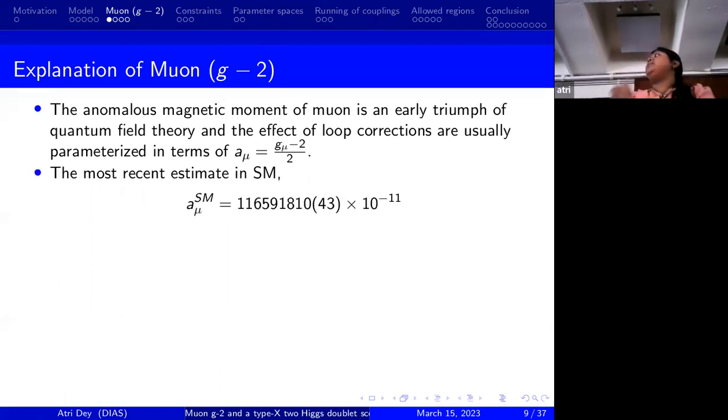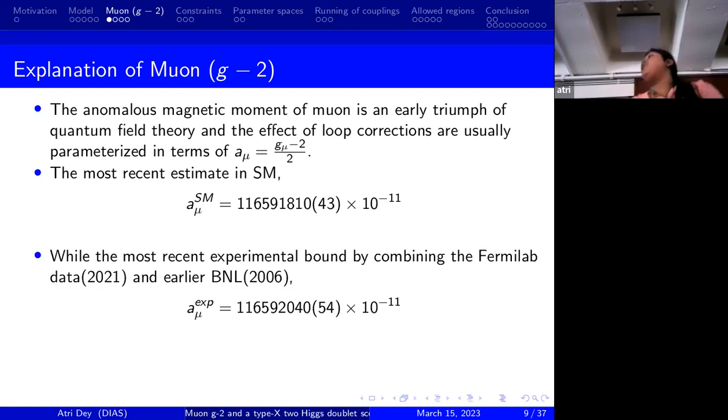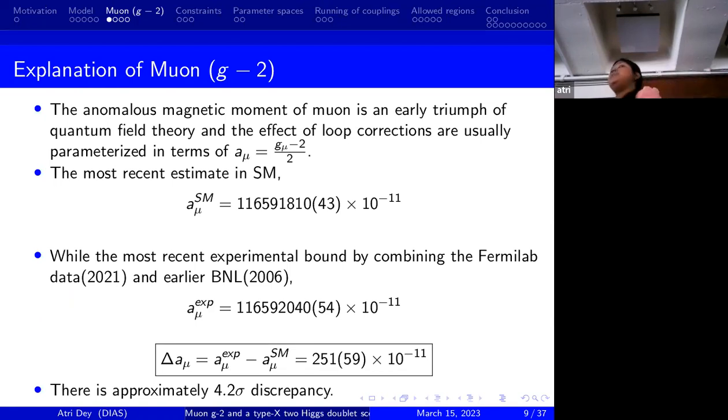The most recent estimate in the standard model is this value, where the number inside the bracket is the 1 sigma theoretical uncertainty. And also the most recent experimental bound, which is coming from the Fermilab data, is the mean value plus or minus 43, 1 sigma. If we combine the Fermilab and BNL data, then our recent experimental data tells us a_μ should be this. So there is a 4.2 sigma discrepancy between the standard model calculation and the experimental data.